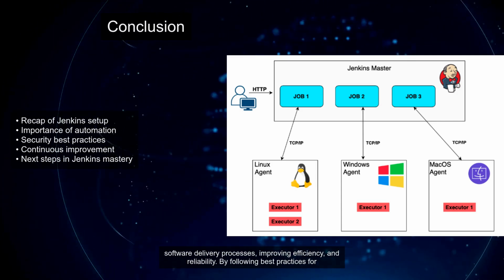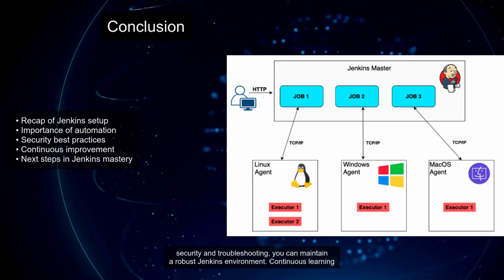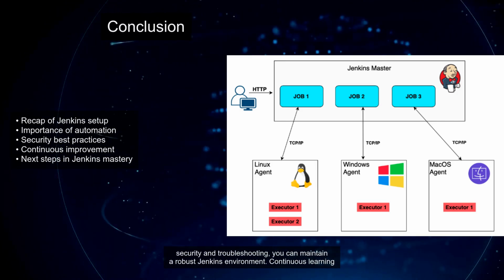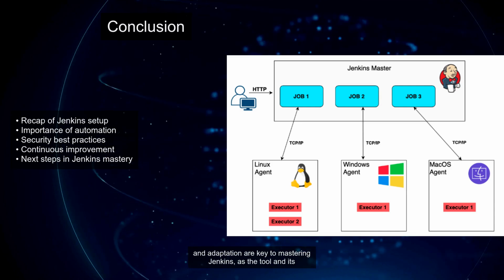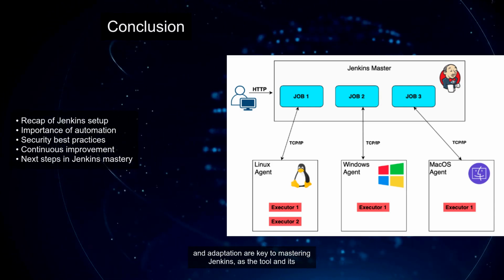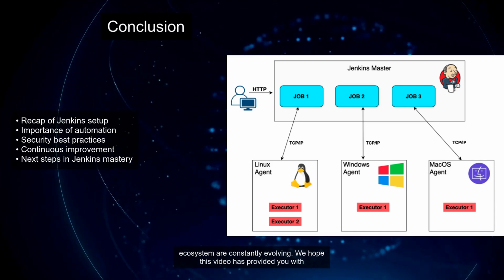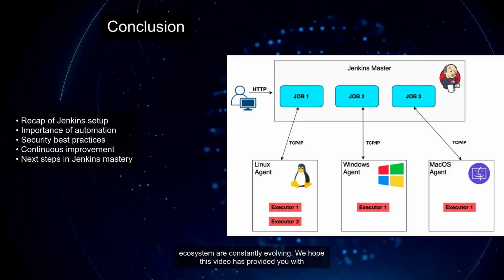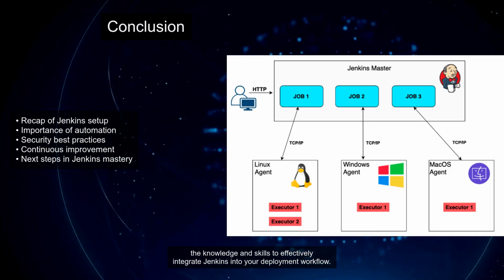Jenkins is an invaluable tool in automating software delivery processes, improving efficiency and reliability. By following best practices for security and troubleshooting, you can maintain a robust Jenkins environment. Continuous learning and adaptation are key to mastering Jenkins, as the tool and its ecosystem are constantly evolving.